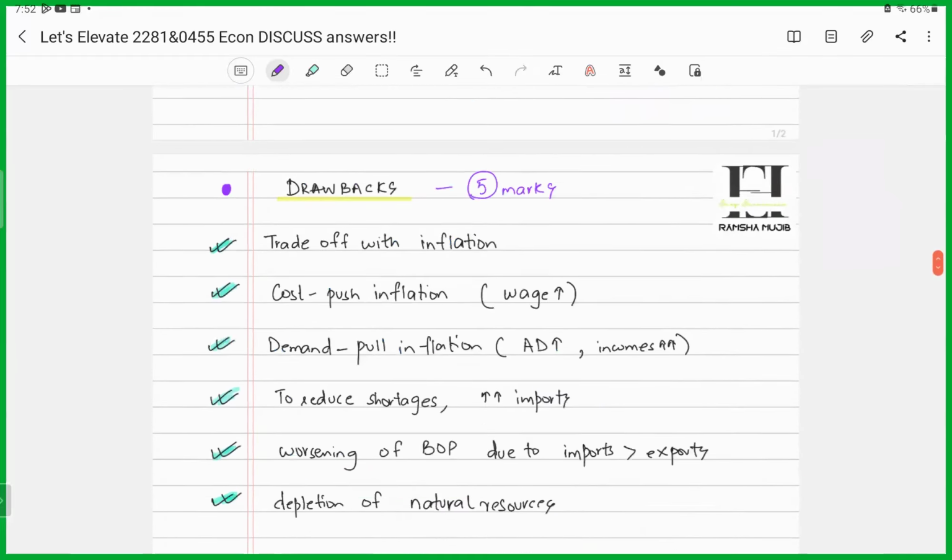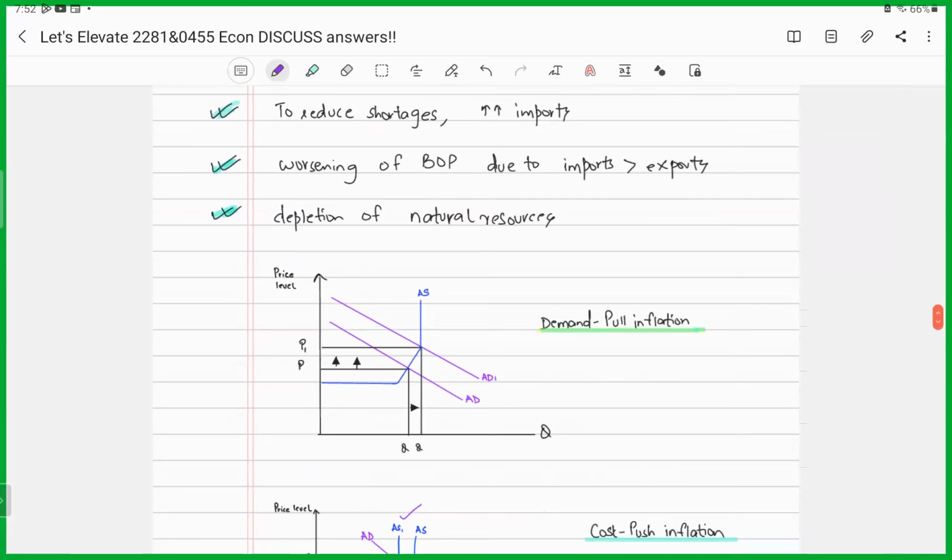Now comes the final conclusion. You could say, thus full employment is beneficial to the extent that it does not bring the trade-off with the macroeconomic aims of the government. Either you could say this, or you could say full employment is desirable to the extent that its benefits outweigh the drawbacks.